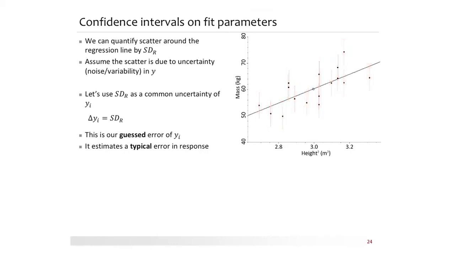So we don't know these errors because normally we have just naked points, naked measurements with no errors. So we can use this SDR, the measure of scatter around the line, as a guessed error, as an error estimate for each Y. So what I plotted here, each Y has an error delta Y, which is the same for all data points, and it's SDR. This is our guessed error of each Y, and it estimates basically a typical error in the response. Okay.